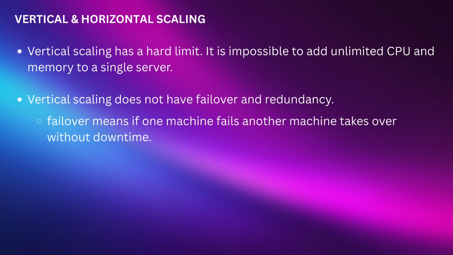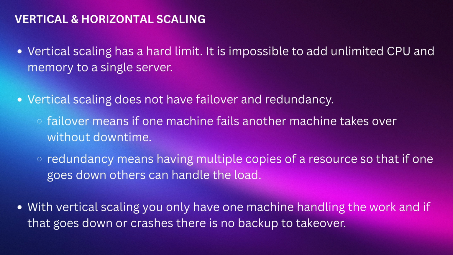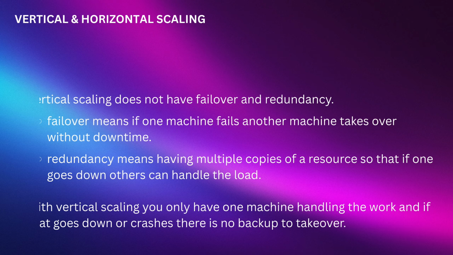Failover means if one machine fails, another machine takes over without any downtime. And redundancy means having multiple copies of a resource so that if one goes down, others can handle the load. With vertical scaling, you only have one machine handling the work, and if that goes down or crashes, there's no backup to take over. If one server goes down, the website and the app goes down with it completely. Even though it's powerful, it's a single point of failure. Therefore, horizontal scaling is always the better approach for large-scale applications due to the limitations of vertical scaling.